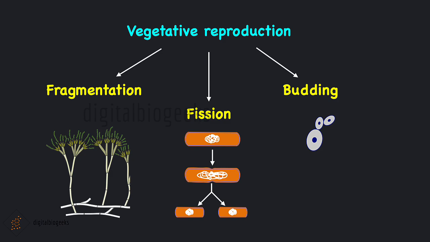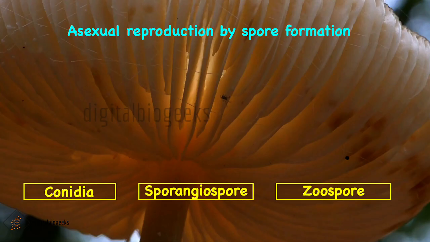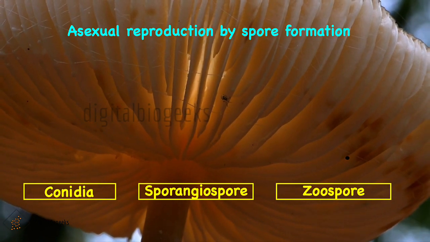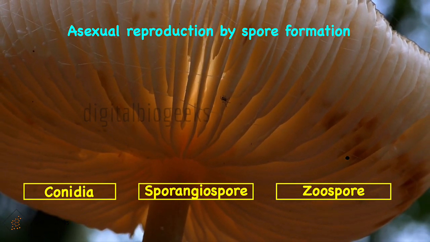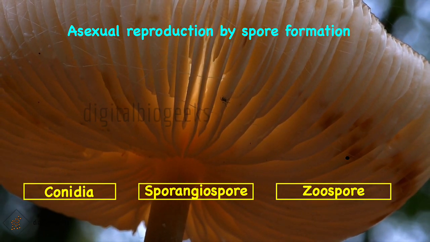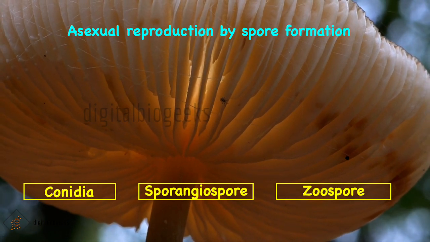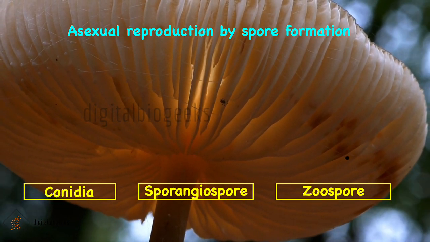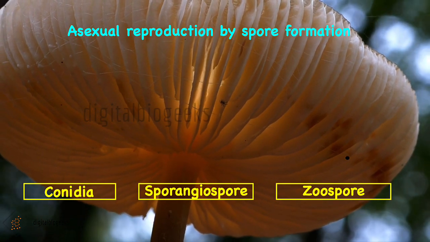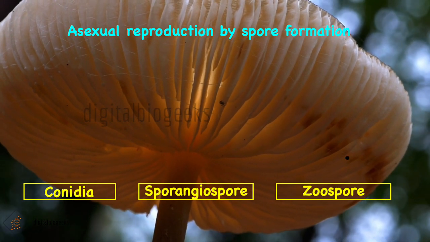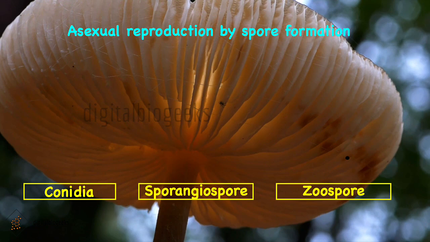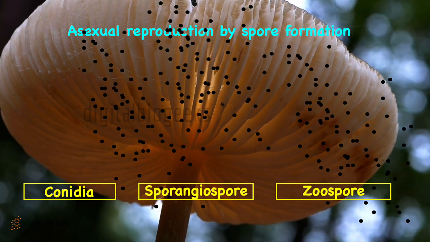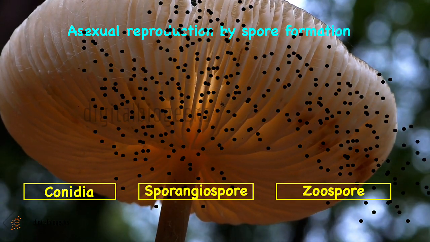That is why it is called vegetative reproduction. Now there is another means of asexual reproduction called spore formation. These spores are known by different names like conidia, sporangiospore or zoospore. No need to worry about these names now. We will get into the details later in this video. A spore is a biological particle which can be grown into a new organism.